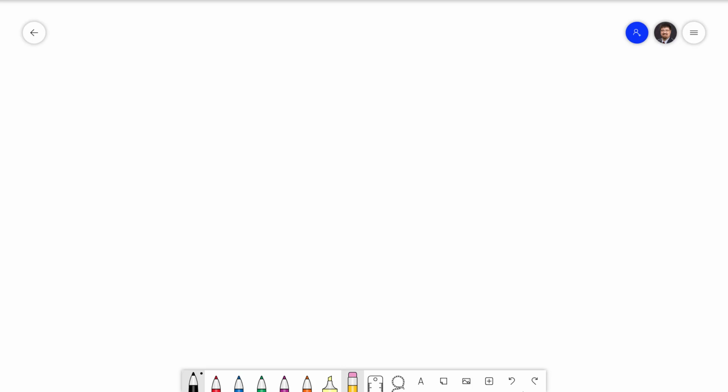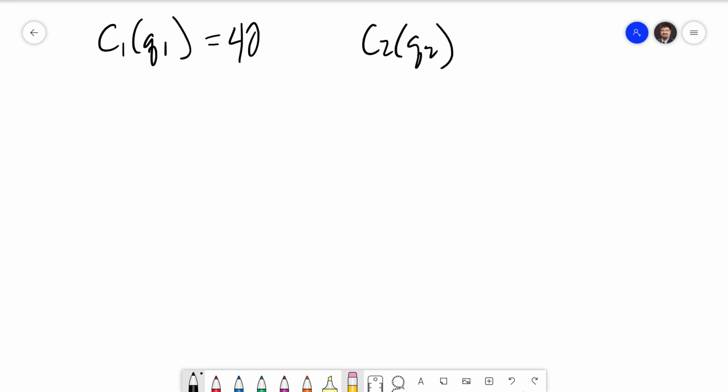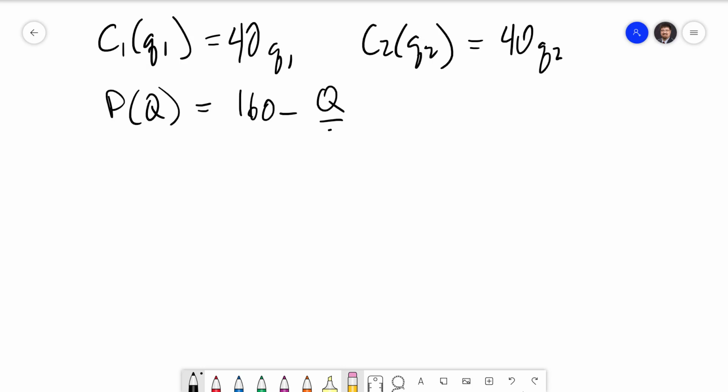In this example there are two firms, each with a cost function C1 of Q1 and C2 of Q2. Firm 1's cost function is 40Q1 and firm 2's cost function is 40Q2. The inverse demand function is P of big Q equals 160 minus Q over 2, which we then plug little q1 plus q2 in for the big Q to get 160 minus (q1 plus q2) over 2.